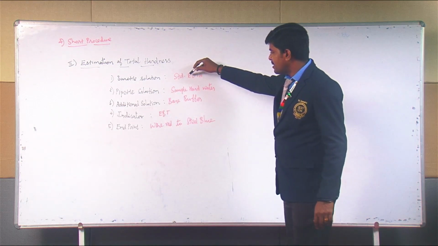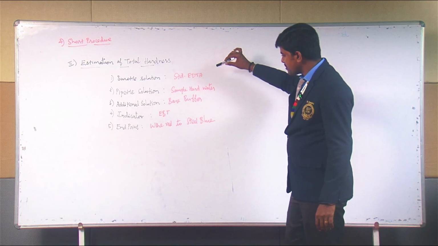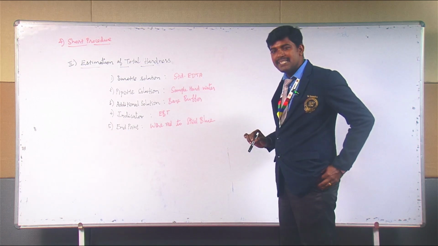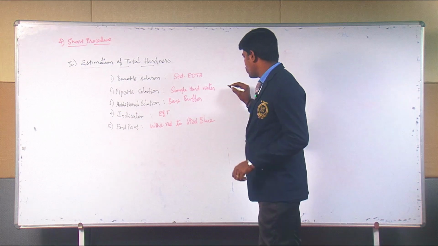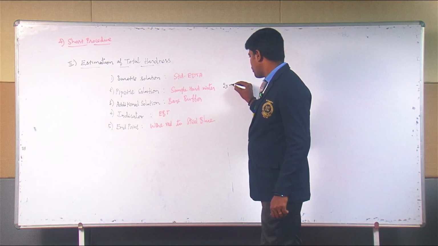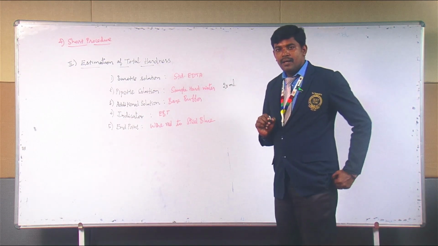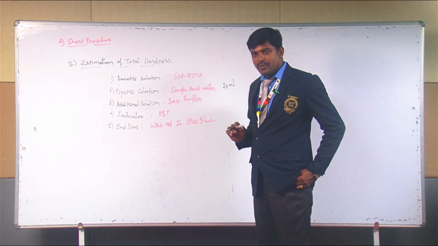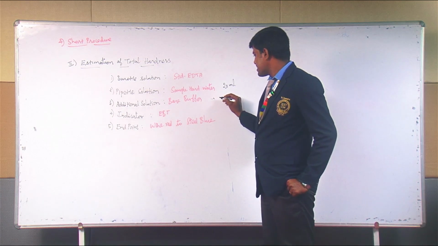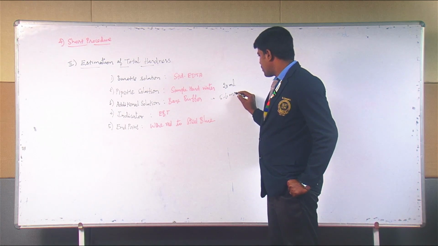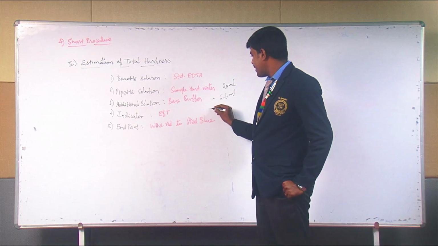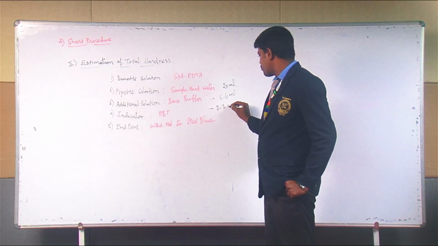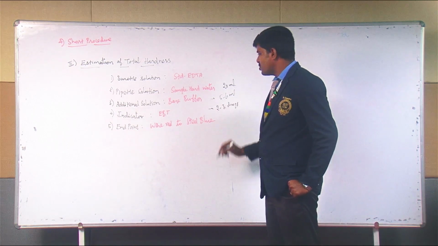The standard EDTA will be taken in the burette. First, we pipette out the sample hot water. In general, we pipette out 20 ml of sample hot water in the laboratory, and around 5 to 6 ml of base buffer will be added to the sample hot water, along with 2 to 3 drops of Eriochrome black T indicator.